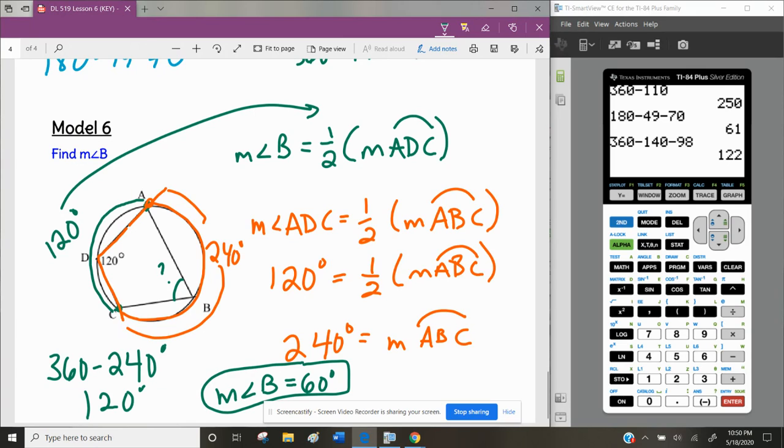And remember, we can think about this as both of these arcs make a full circle, meaning the sum of these two angles should be 180. 1/2 of 360 is their sum of the arc measures. 1/2 of 360 is 180. So angle D plus angle B should be 180. So 180 minus 120 is also 60. So 2 ways to think about this example.